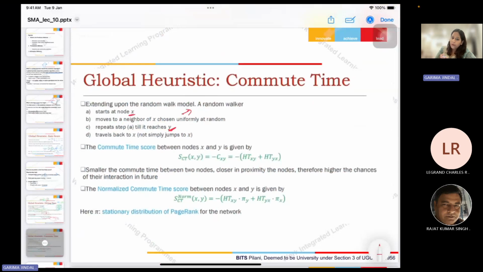Now you also travel back from Y to X. So here you are going to calculate two hitting scores, one from X to Y and the other from Y to X. Once you calculate these two scores, using the summation of these two scores you can calculate the commute time score. And you can also normalize it as we have done in our last explanation, by multiplying it with PageRank centrality.